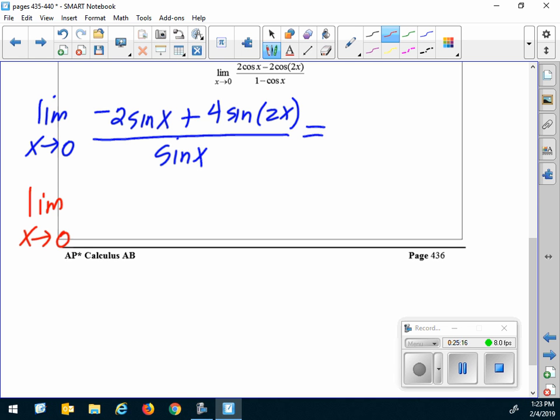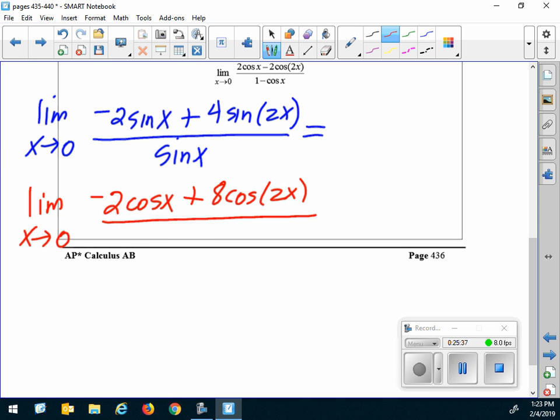What's the derivative of negative 2 sine x? Negative 2 cosine x, plus 8 cosine of 2x, divided by... Now I know this is going to be okay because I've got cosines going to 0. This is going to work.